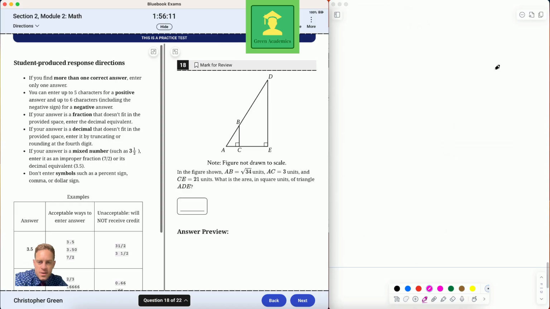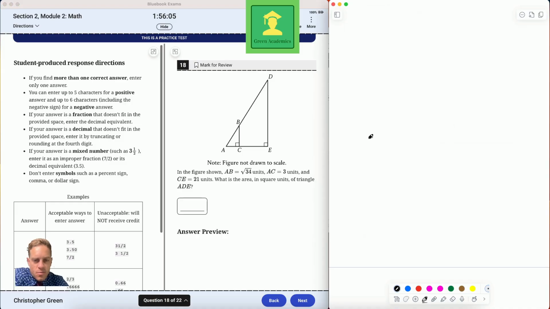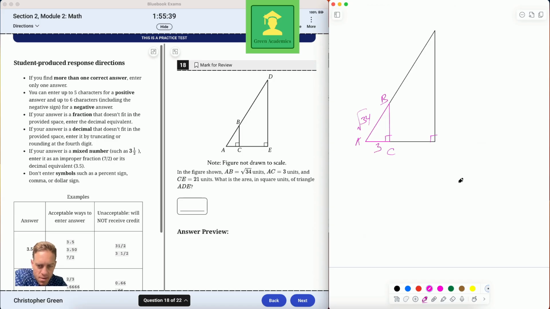In the figure shown, AB is radical 34, AC is 3, and CE is 21. Well, this is about proportional triangles, right? Similar triangles. The small triangle that's inside of the big picture has the same proportion of sides. I'm going to draw it inside and then maybe also draw it outside as needed. So that's a right angle, that's a right angle. AB is radical 34. AC is 3. CE is 21. So if this is a 21, that means that AE is 24.